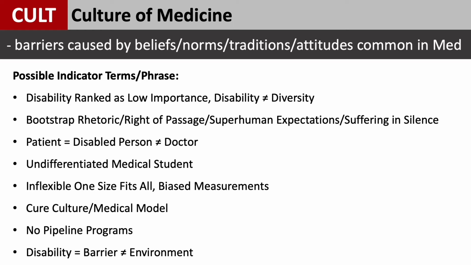Undifferentiated medical student, so expecting one medical student to be able to go into all possible specialties. It's not really realistic to ask a blind person to be a surgeon, right? But we don't really need them to be a surgeon because we don't actually expect all medical students to become surgeons. And then the inflexible one-size-fits-all, biased measurements.